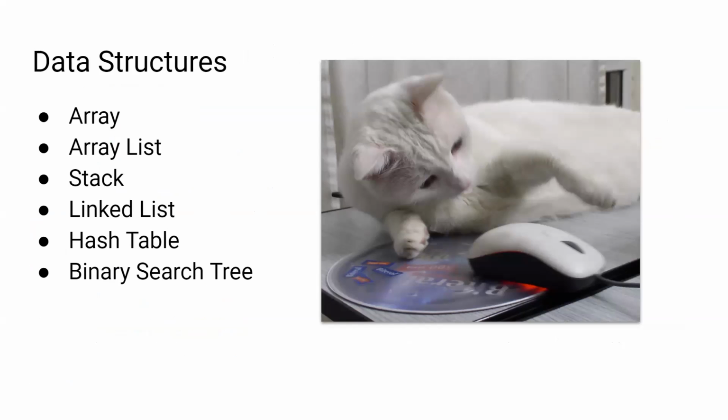So let's look at some data structures. We're going to look at array list, stack, linked list, hash table, and a binary search tree. And again, there's another cute cat for you.